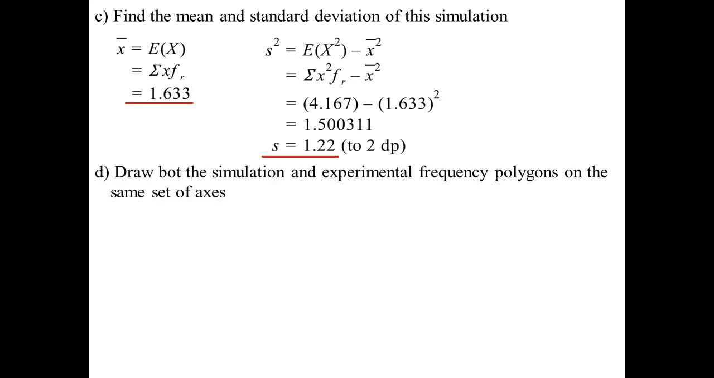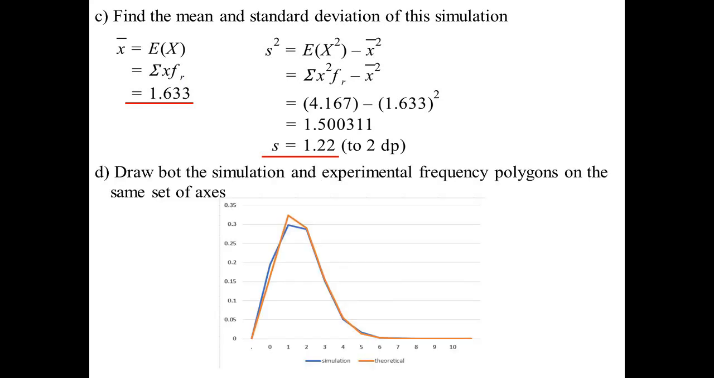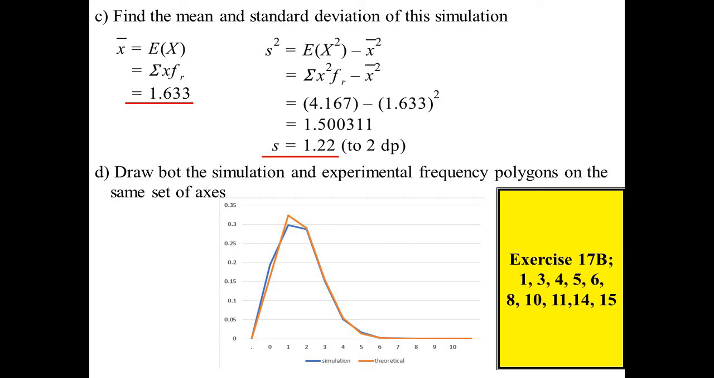In fact, there we go. If I graph the two on the same, you can see how close it matches. The theoretical one there is the orange one, and my simulation was the blue one. So it wasn't far away from it. 17b will play around with binomial distribution.